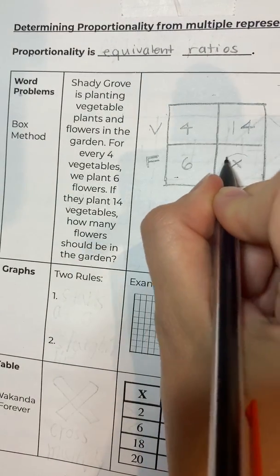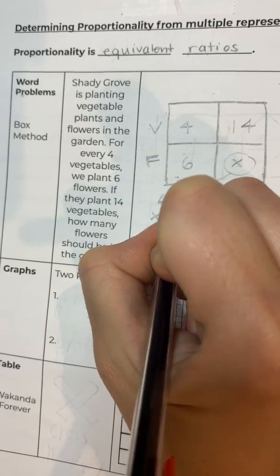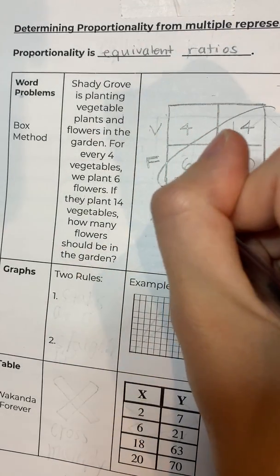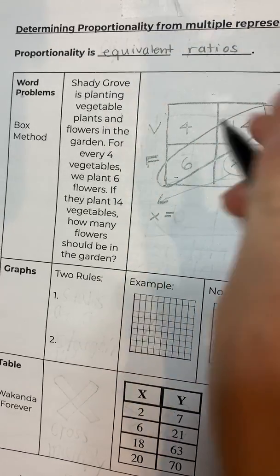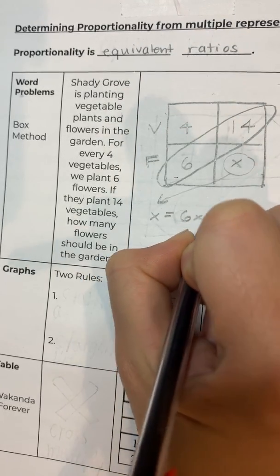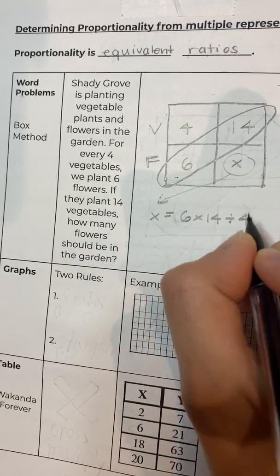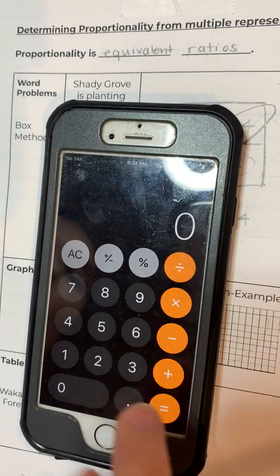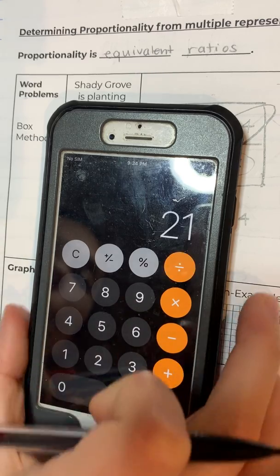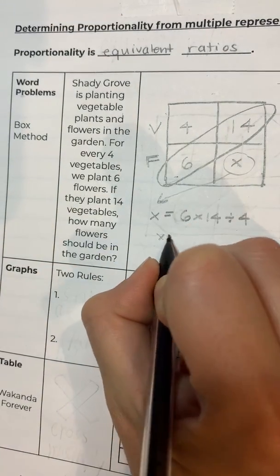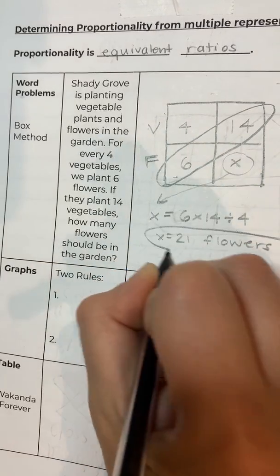So I'm going to take my X and get rid of it, throwing it out of there. So X equals, I'm going to circle whatever 2 numbers are diagonal from each other. So here it's 6 and 14. So X equals 6 times 14, divided by 4. So 6 times 14 divided by 4 gives us 21. So that means that they can plant 21 flowers in the garden.